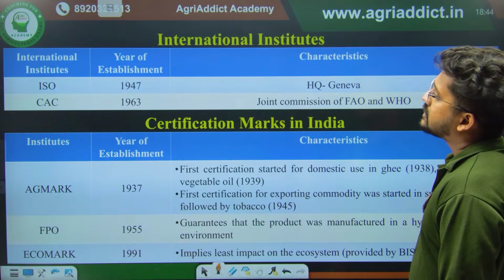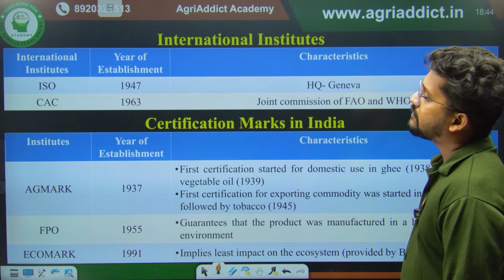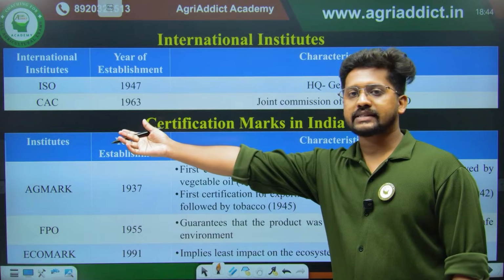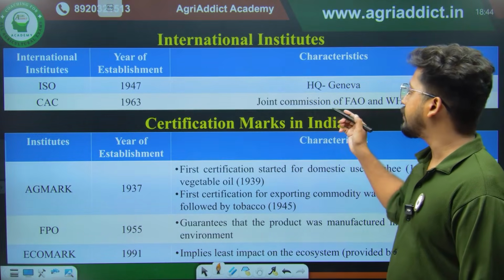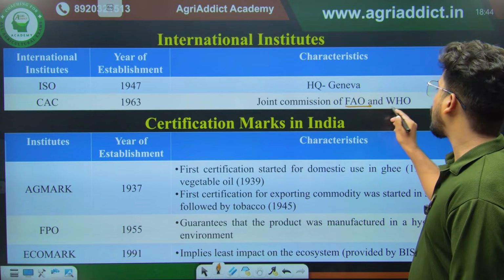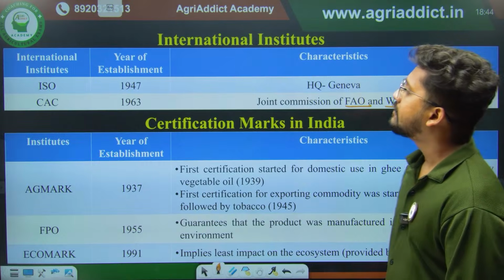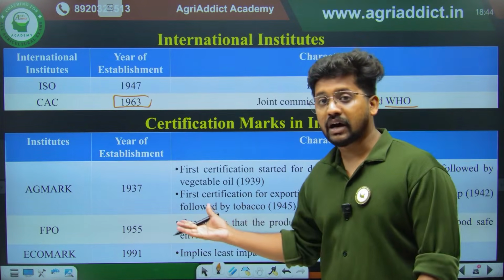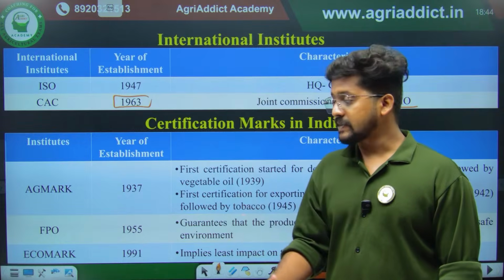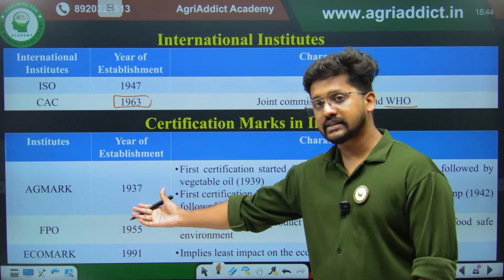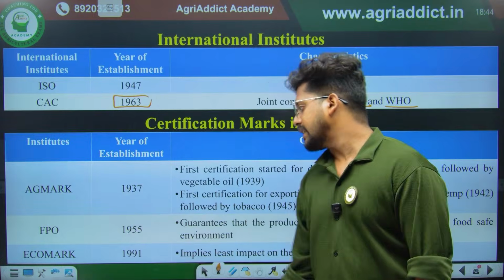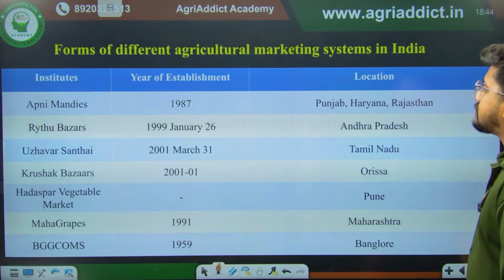Then the international institutes, such as the International Standard Organization, which was established in 1947, headquartered in Geneva. Then CAC, Codex Alimentarius Commission, which was a joint venture of the Food and Agricultural Organization and the World Health Organization, established in 1963. And there are some certification marks which give you quality specifications, such as AGMARK in 1937 and the Food Product Order in 1955, ECOMARK in 1991.